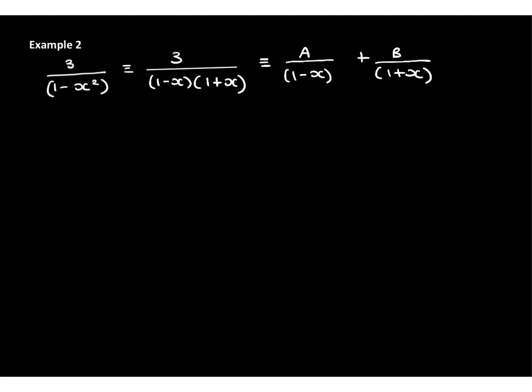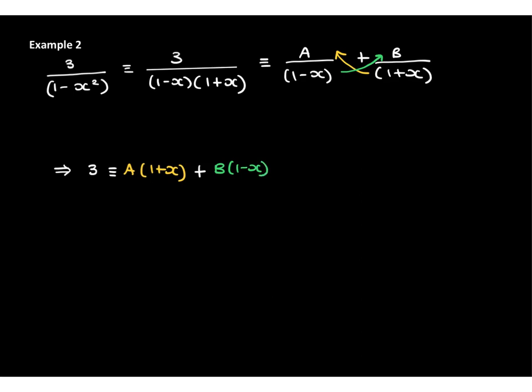Now, we can write out the right-hand side with the common denominator, or we can go straight to the next step. We know that we're going to multiply this term up here, and this term up here, so we know that this is ultimately going to give us a pair of identical numerators. So on the left-hand side, we have 3, and on the right-hand side, we have a multiplied by 1 plus x, and we have b multiplied by 1 minus x.